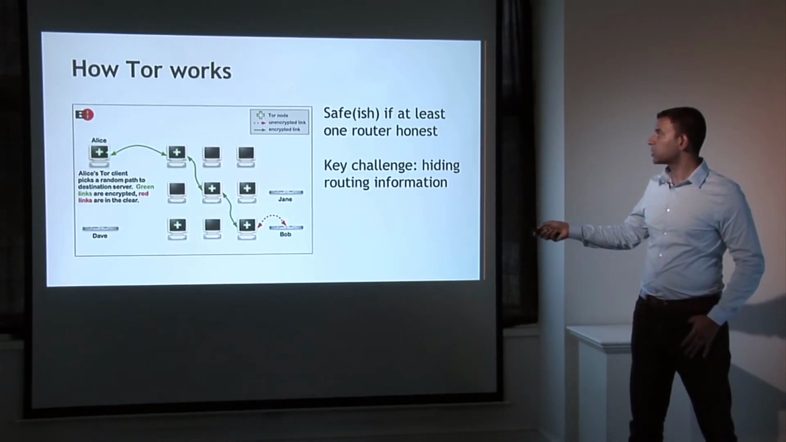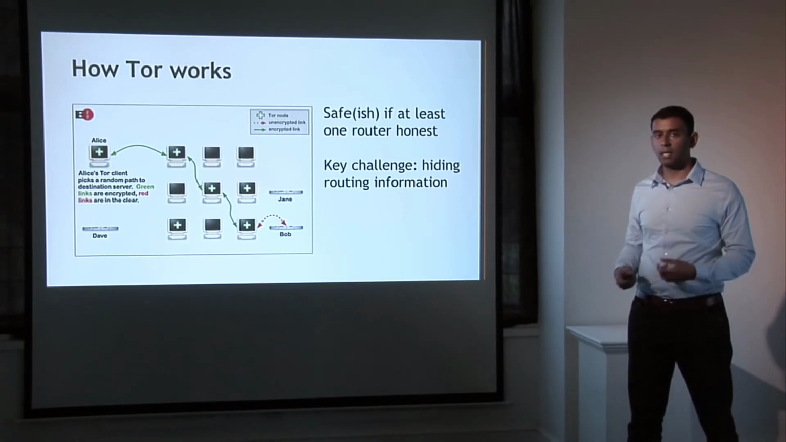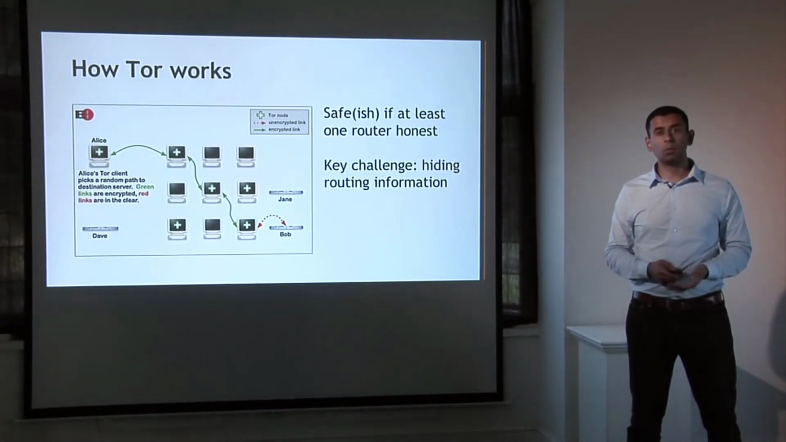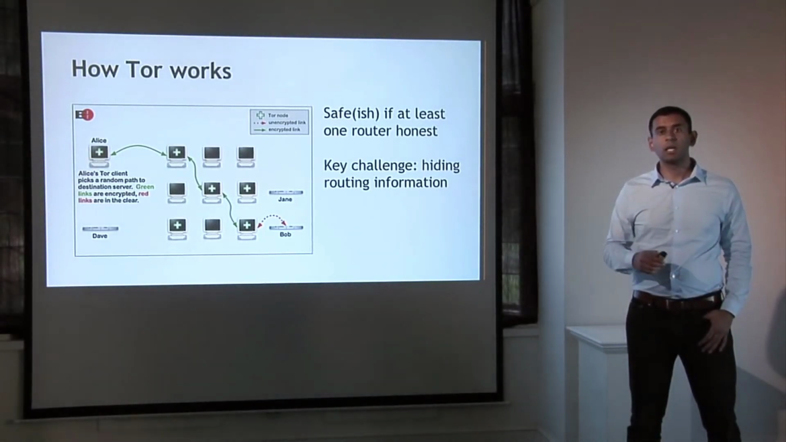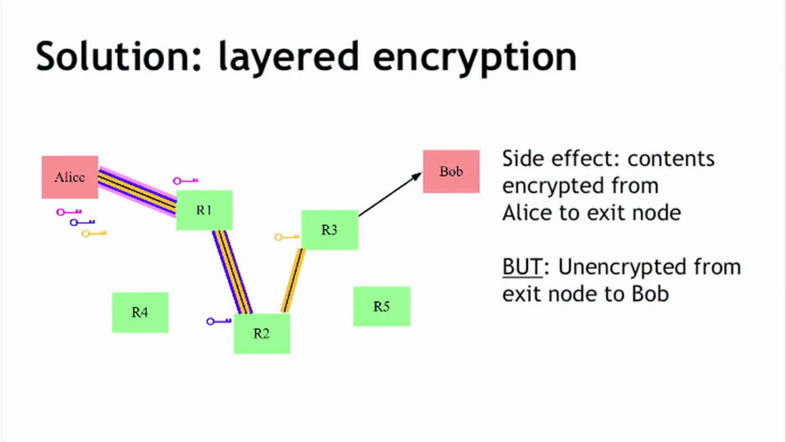And as you can see in this picture, these links are in green. They're encrypted connections, and this one is an unencrypted connection. Let's look in more detail to see how this encryption works. It's a specific way in which encryption is used. It's called layered encryption. It resembles an onion, so that's why onion routing is a related concept here.